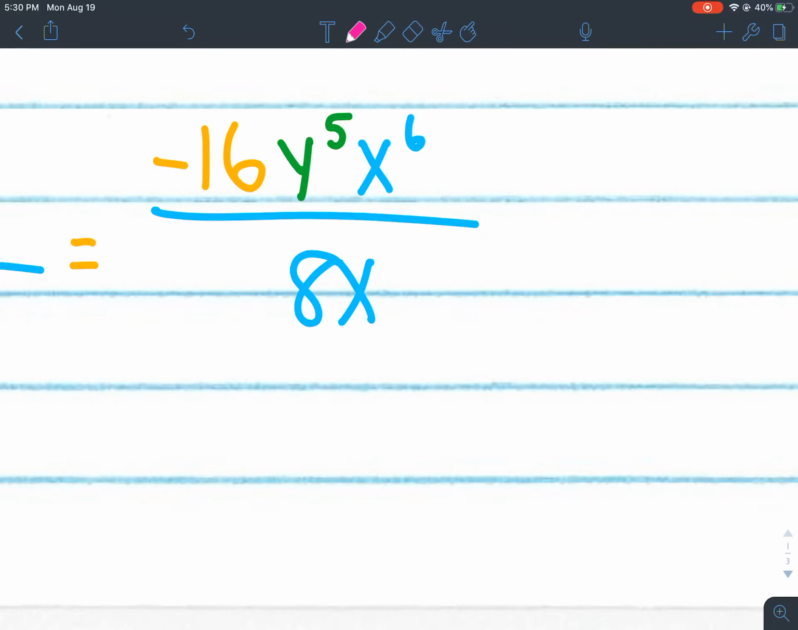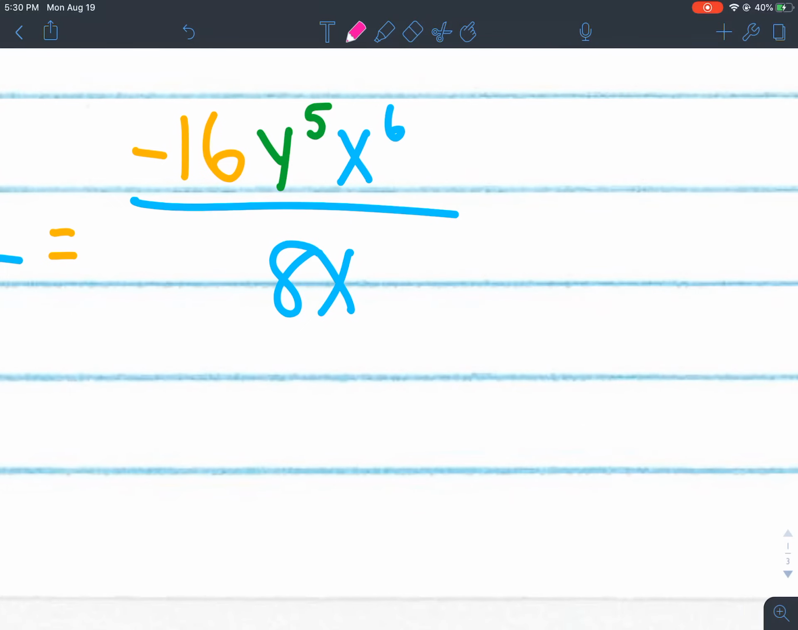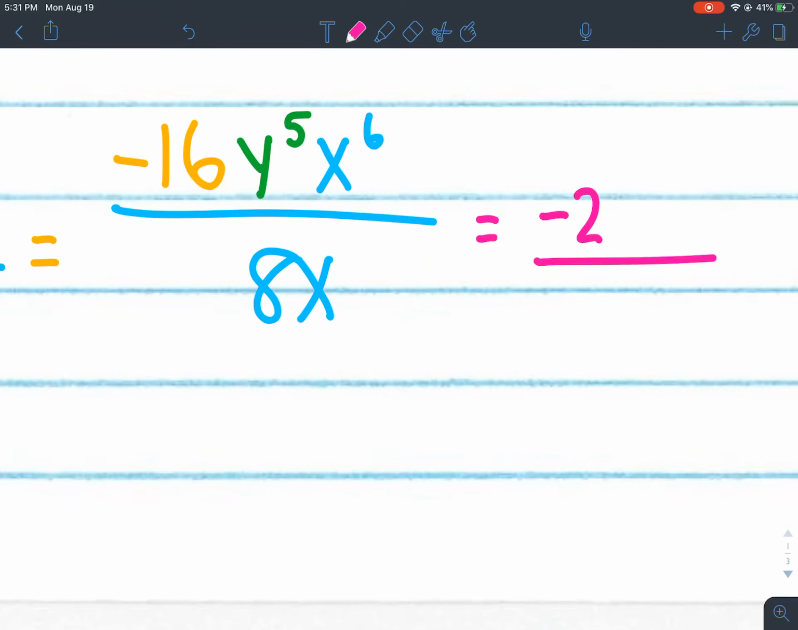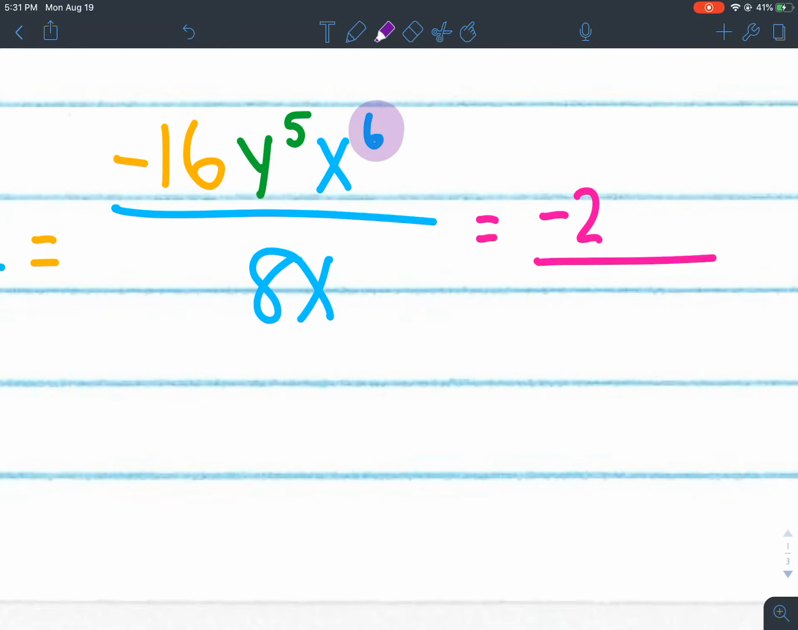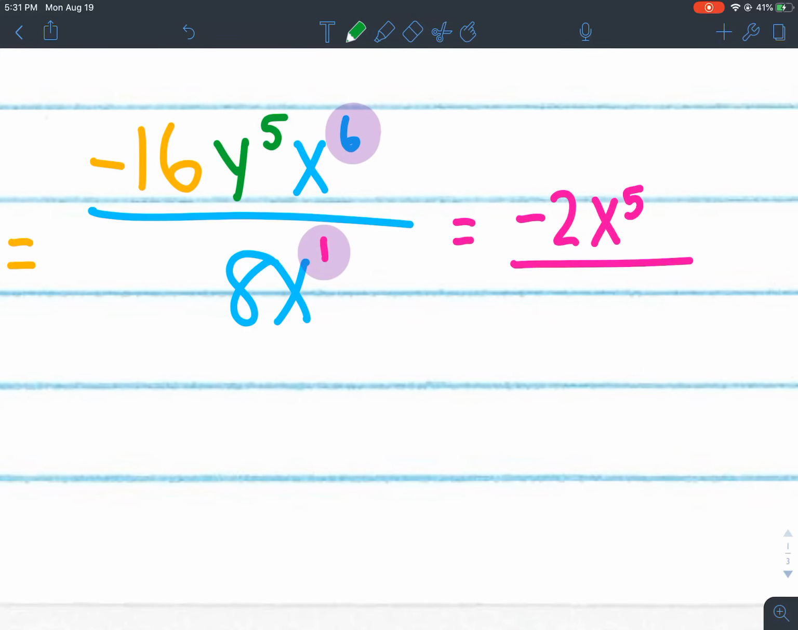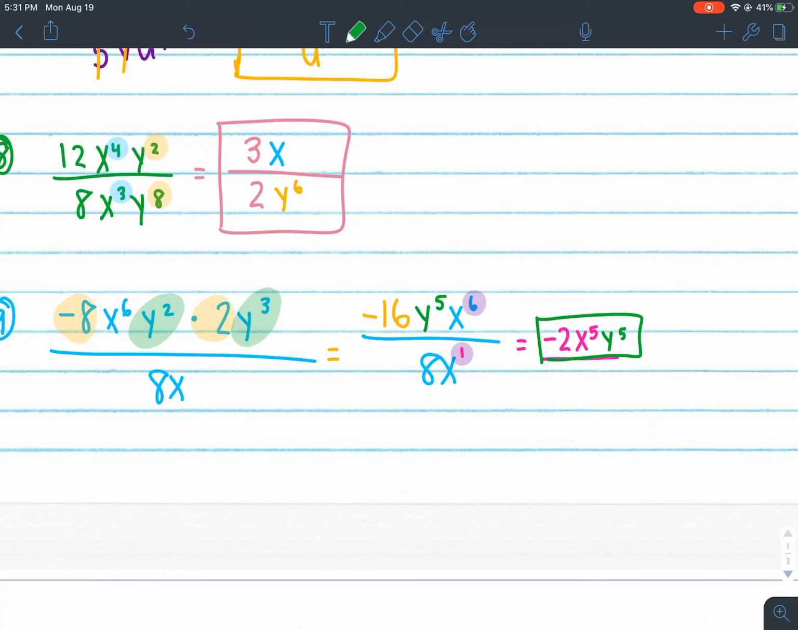Okay. So I see that I have negative 16 divided by 8. That's going to give me a negative 2 in the numerator. Okay, and then I also have x to the, let's see, we're going to highlight this. What color? Let's do purple. I have x to the 6th, and I have x to the 1st here, right? There's technically a 1, so that's going to be 6 minus 1, so x to the 5th, right? There's more x's in the numerator. And then the y's I can't really do anything with, so I just have y to the 5th all by itself. And then that would be my final answer because I have one of every variable.